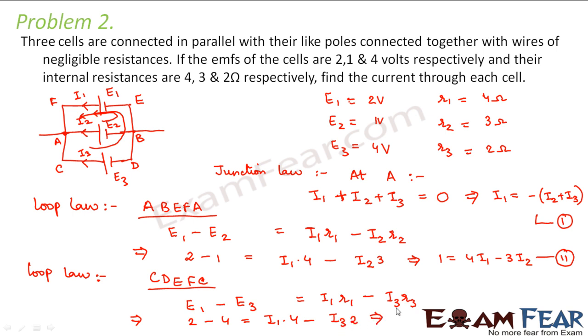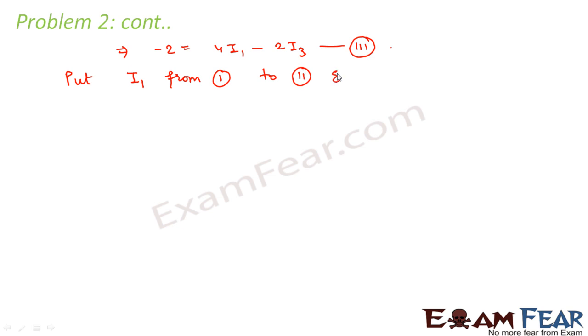So from this we get another expression which is minus 2 is equal to 4I1 minus 2I3. So this is my equation 3. So now we will put the value of I1 from equation 1 to equation 2 and equation 3.